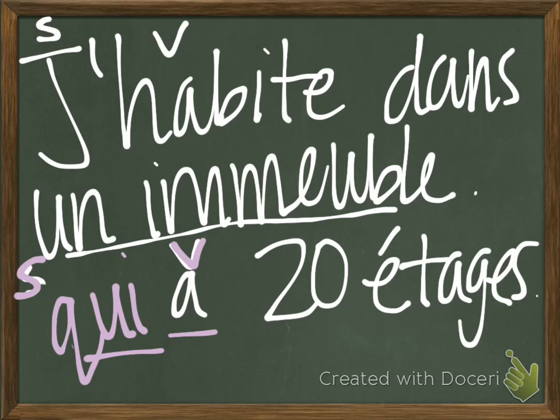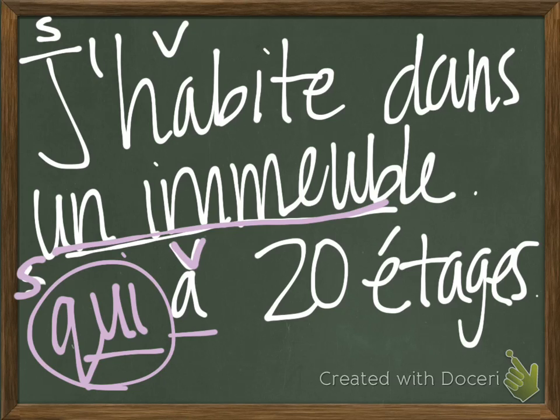So hopefully you've noticed that after qui, there's always a verb. In this case, though, notice un immeuble, an apartment complex, is a thing. So qui in this sense doesn't mean who. It means that or which. So it's an unfamiliar way that you're used to seeing qui, but it's exactly grammatically correct.